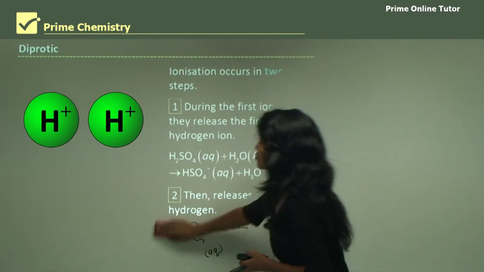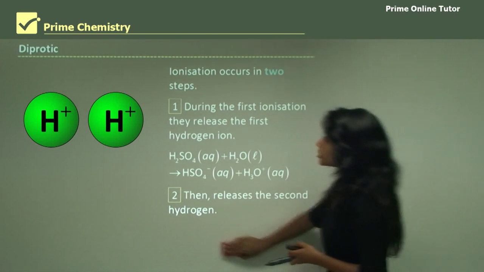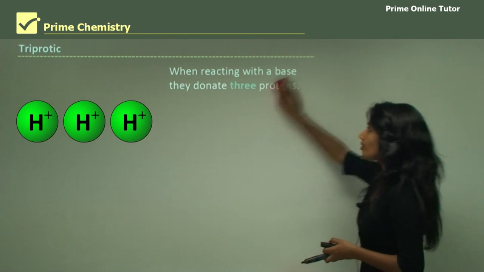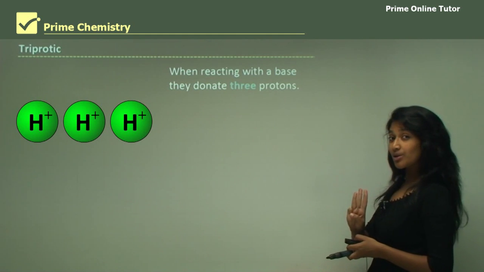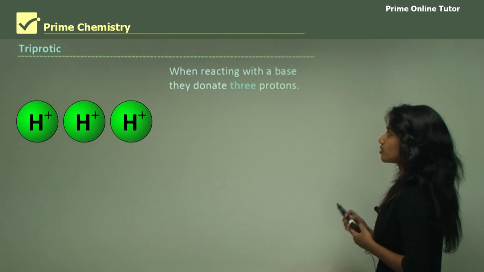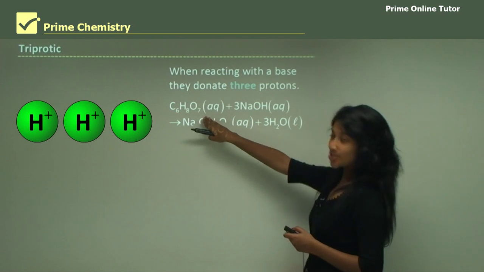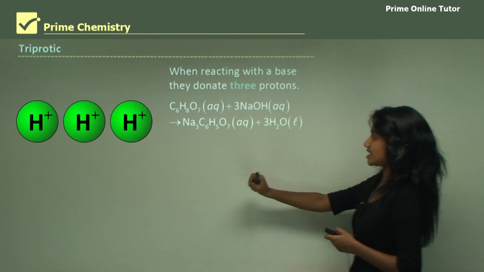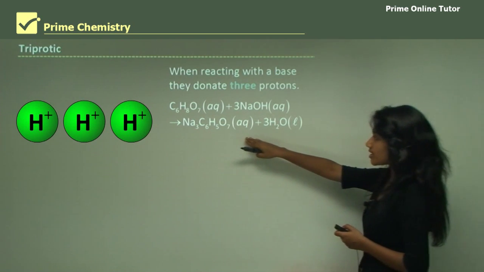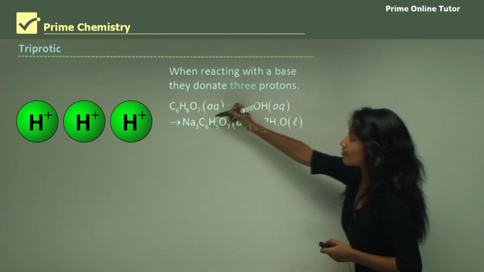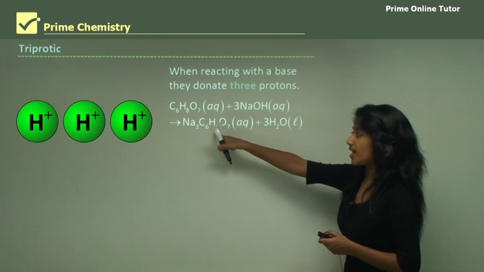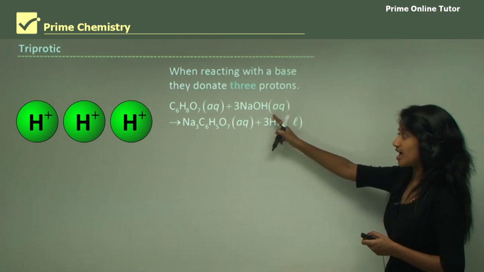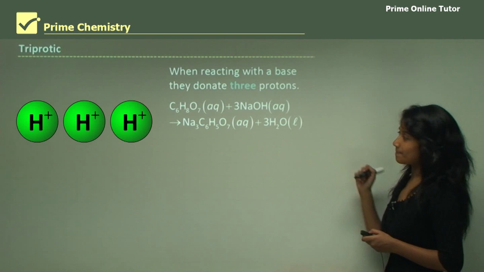Now let's look at triprotic acids now. Triprotic acids, when reacting with a base, they donate all 3 protons. So because they have 3 protons they can donate, they will donate all 3. So here we have citric acid reacting with sodium hydroxide in a neutralization reaction, and it would produce this. So 3 of its hydrogens are being lost. So we have H5, and these 3 hydrogens would be gained by the sodium hydroxide here and produce water.